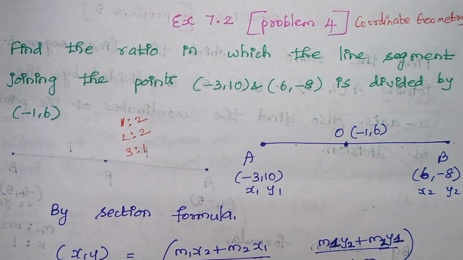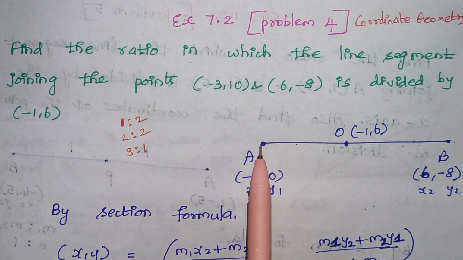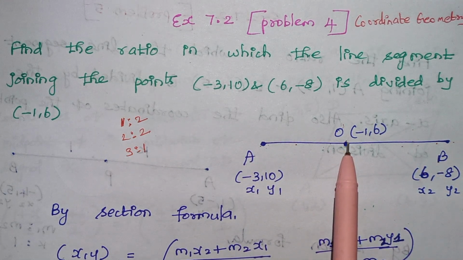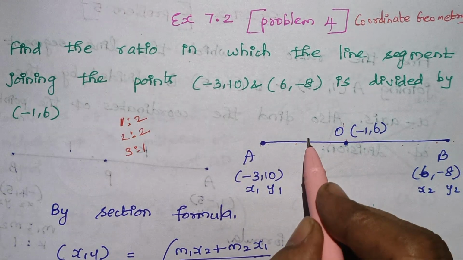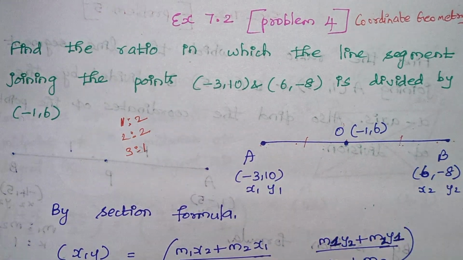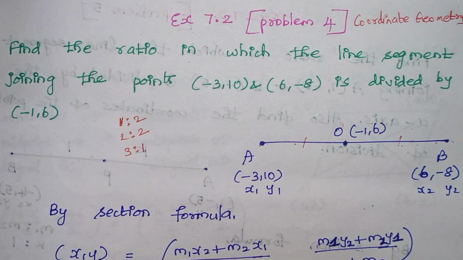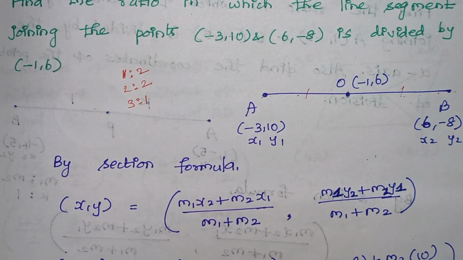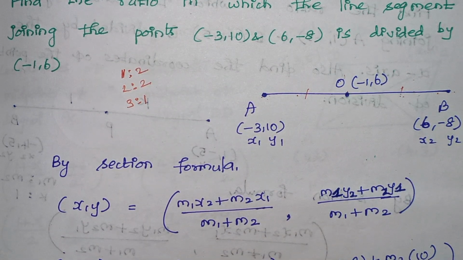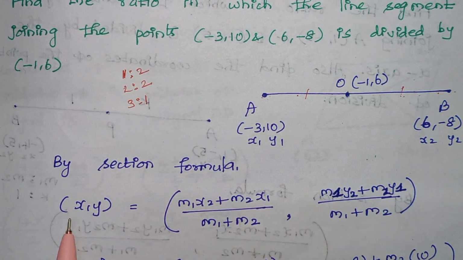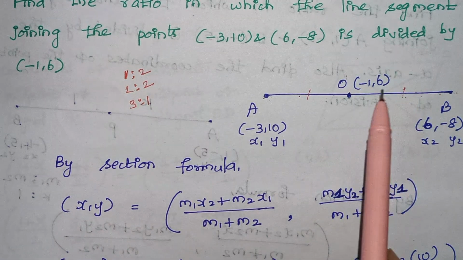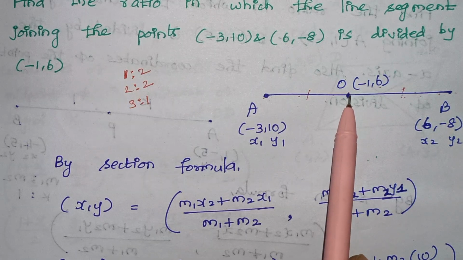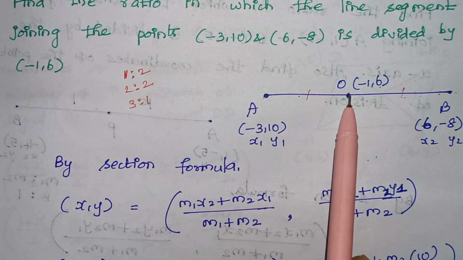So here the thing is, this line AB is divided by this point, and I want to find at what ratio this OA and this OB are. This is the thing. So here we have a formula, that we call the section formula. The section formula is given by this: x comma y is nothing but this, minus 1 comma 6, the coordinates of the point where the line is divided.